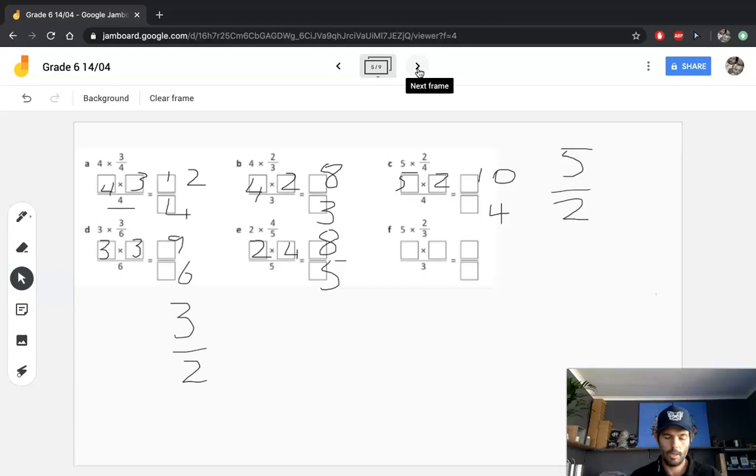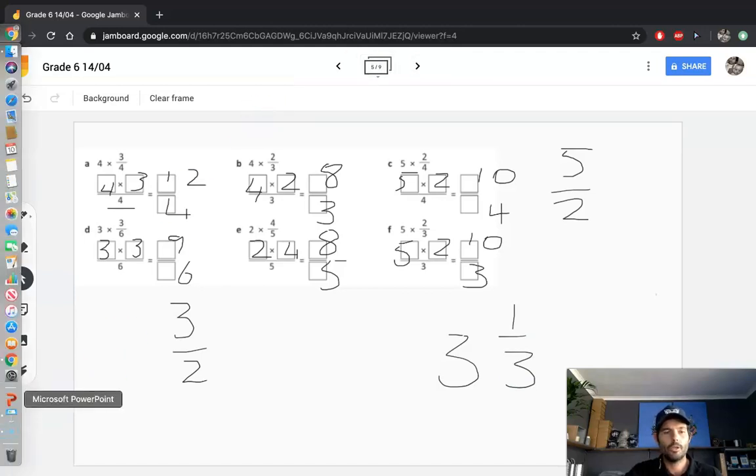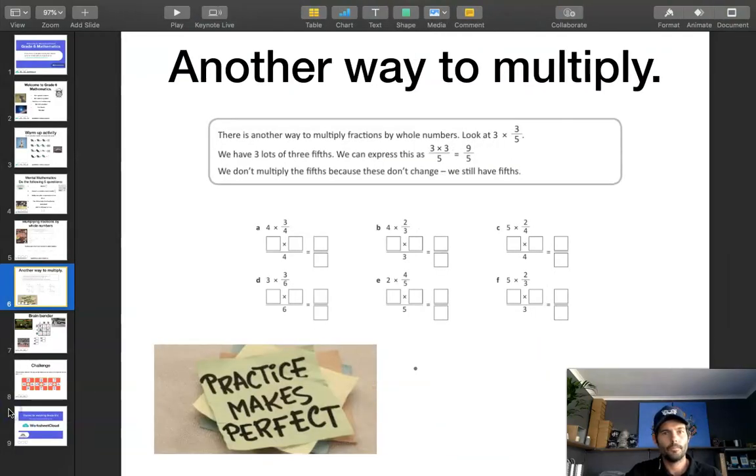And then the last one, I'm going to have 5 multiplied by 2 is equal to 10 over the same denominator, 3. And yes, it's an improper fraction. So you can convert it to a mixed numeral if asked. That mixed numeral would be 3 and 1/3. Okay, I hope you guys did well there. Remember to rewind just to make sure you fully understand.